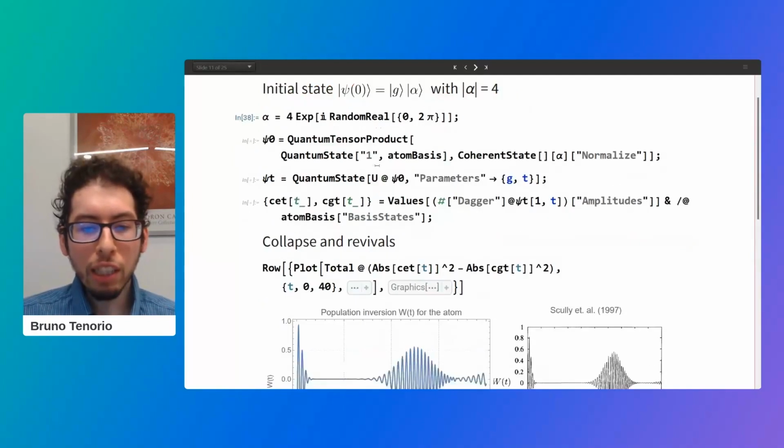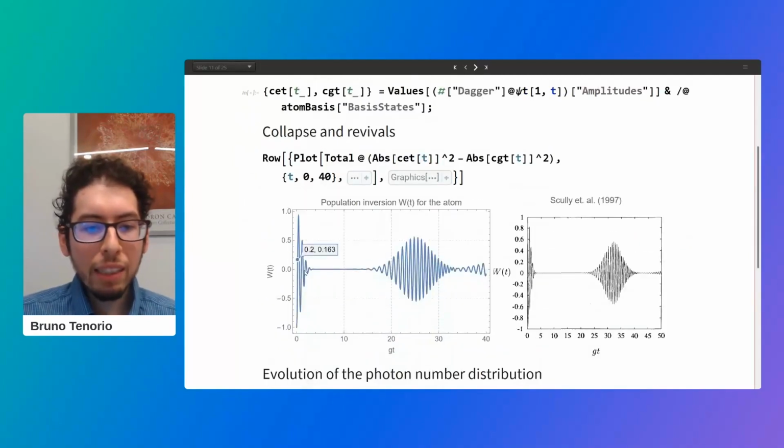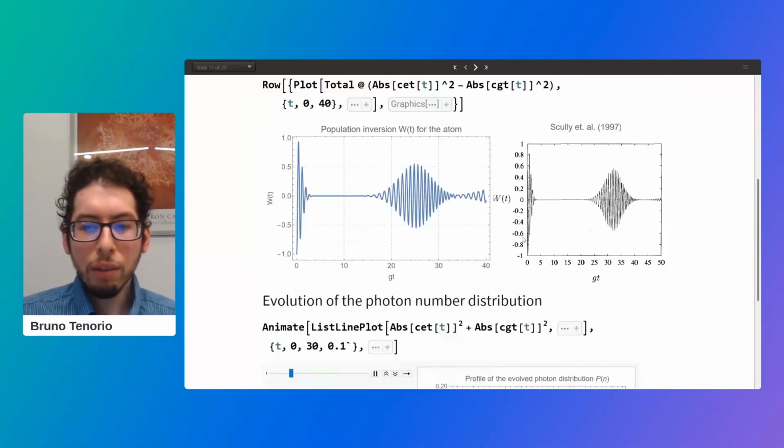And if we plot it as a function of time, we get this fascinating result that is only present in the quantum regime. Instead of getting pure Rabi oscillations, we get collapse and revivals. We also compare with a result of a textbook where we can verify this really nice result.